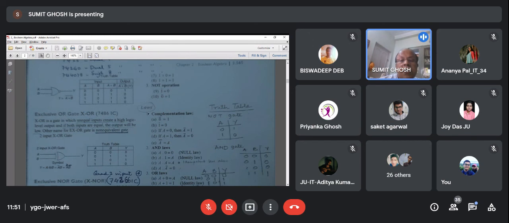Now these are the laws. Based on the axioms, there are some laws. So 0 complement is 1, obviously. 1 complement is 0, obviously. Now if A is 0, then A complement is 1, obviously. From the truth table you can understand. Yes or no? Yes, sir. If A is 1, then A complement is 0. Yes or no?